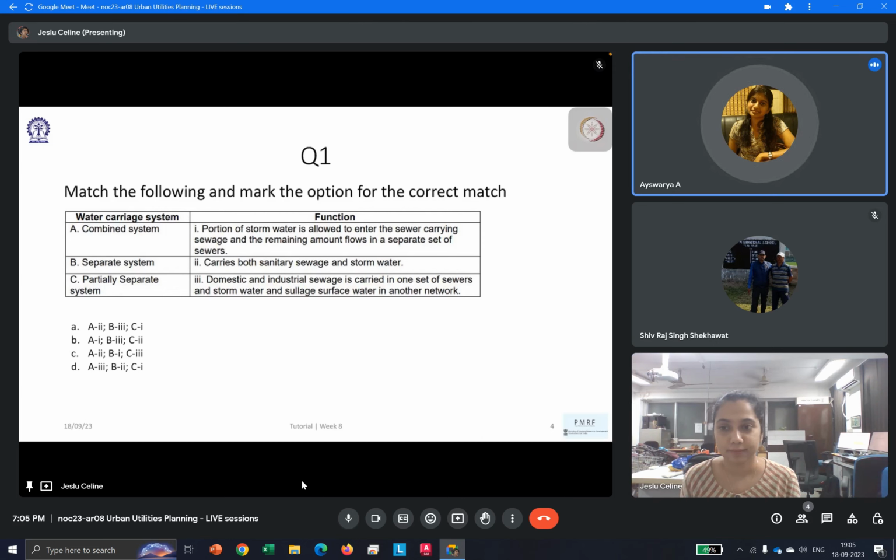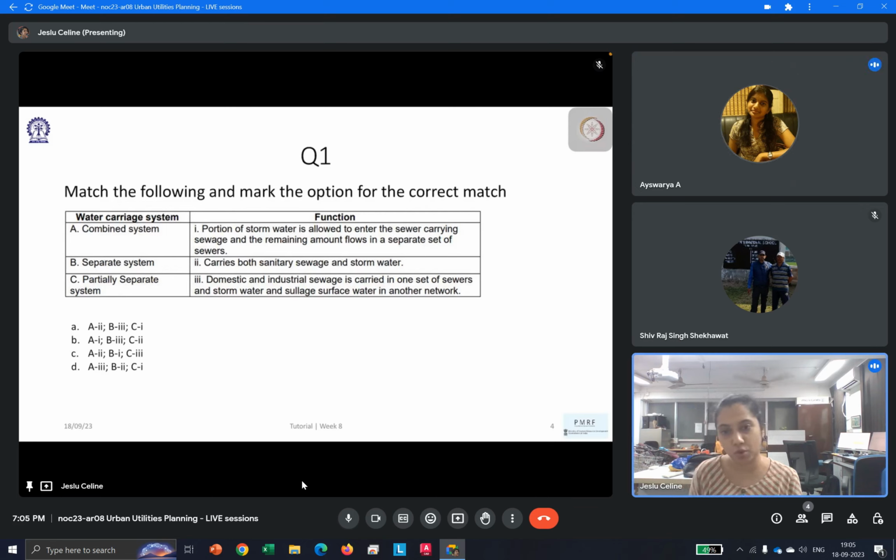For A, it's 2. Combined system carries both sanitary sewage and storm water. Yes, correct.